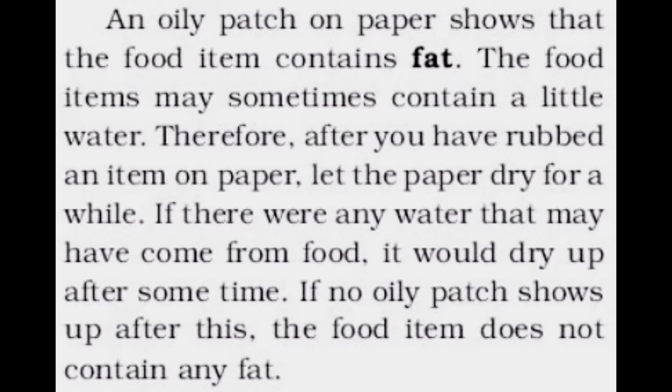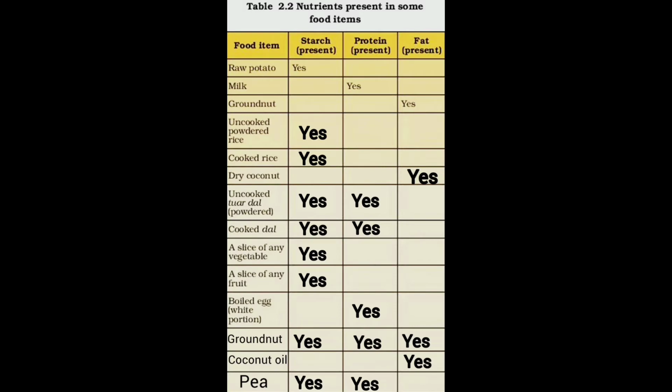The food items may sometimes contain a little water. Therefore, after you have rubbed an item on paper, let the paper dry for a while. If there were any water that may have come from food, it would dry up after some time. If no oily patch shows up after this, the food item does not contain any fat. Now pause the video and note down these observations.